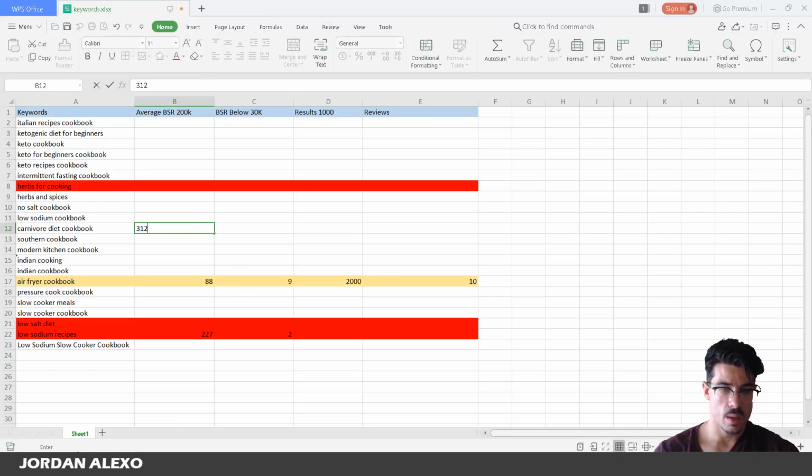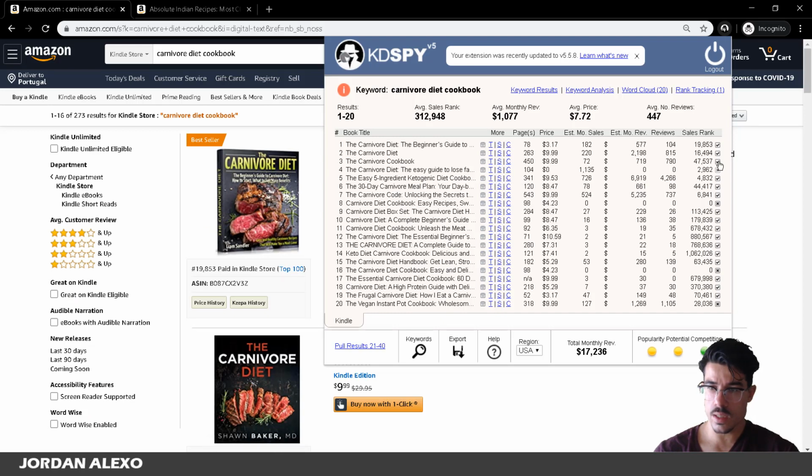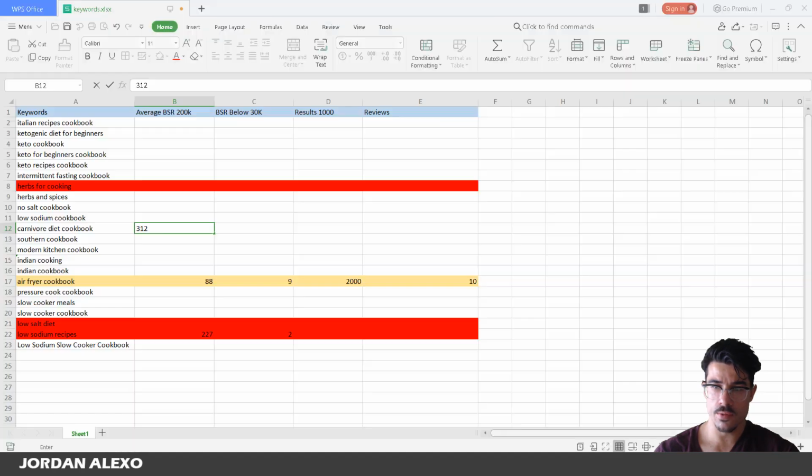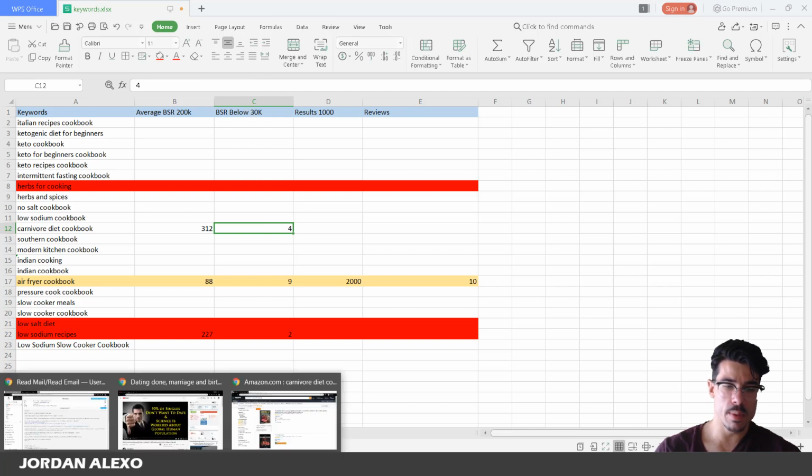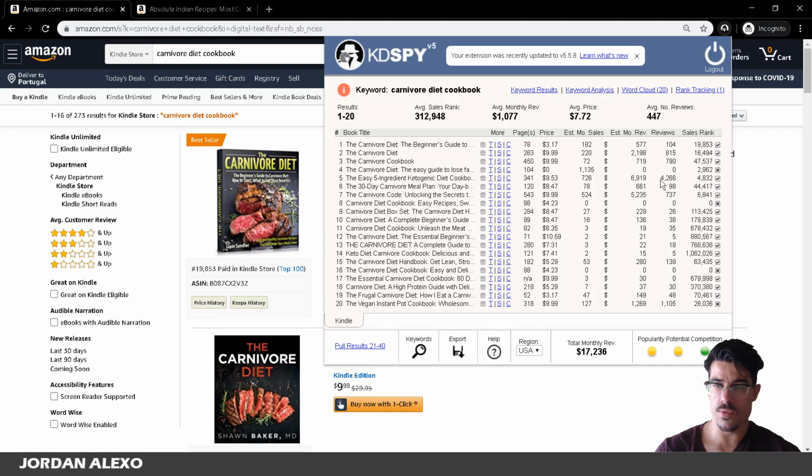312. And now let's check. 1, 2, so it's 4 because we exclude that one. Yeah, 4. That's not bad. It's kind of above 300. That means that on average these books aren't performing exactly well. Also, the books that have a BSR below 30K seem to be from authors and not exactly from publishers, which is not ideal.